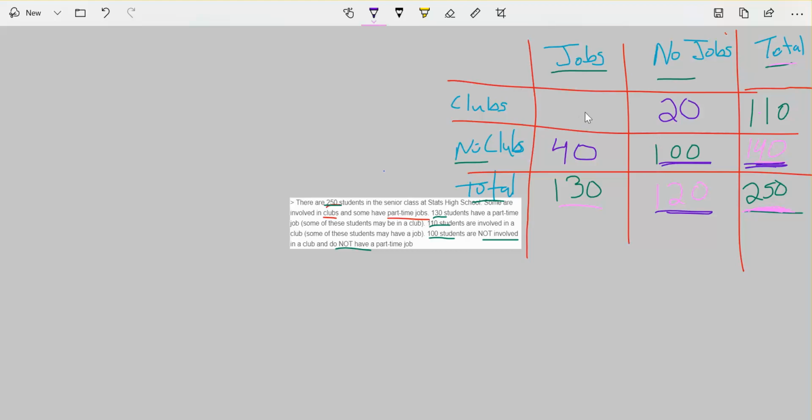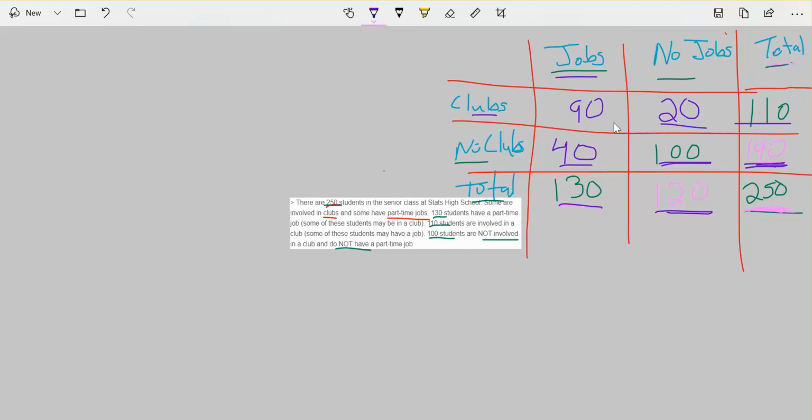So then I can use that same information. I can either use the 20 and the 110, or I can use the 40 and the 130. Either way, to find the number that are in clubs and have jobs, I can say, well, if 20 of the students who are in clubs don't have a job, and there are 110 total, that would make this 90 that are in clubs that have jobs.